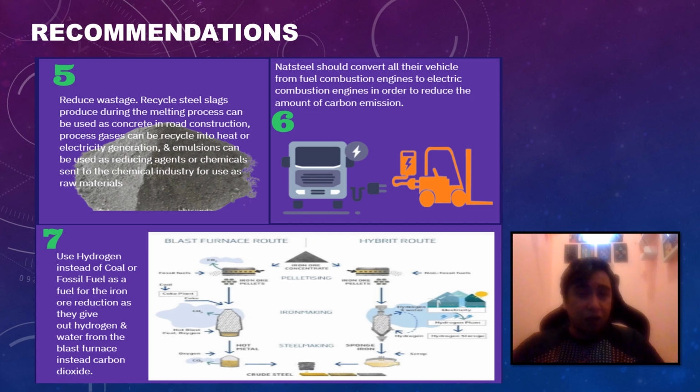Number 7. Use hydrogen instead of coal or fossil fuel as fuel for the iron ore reduction, as it gives out hydrogen and water from the blast furnace instead of carbon dioxide.